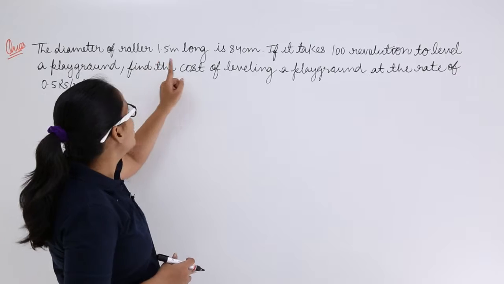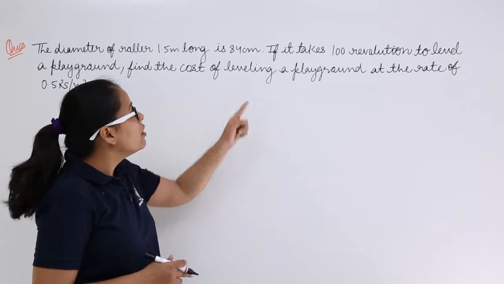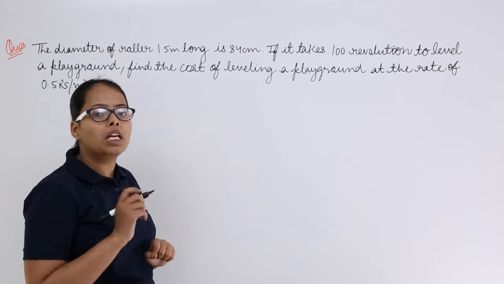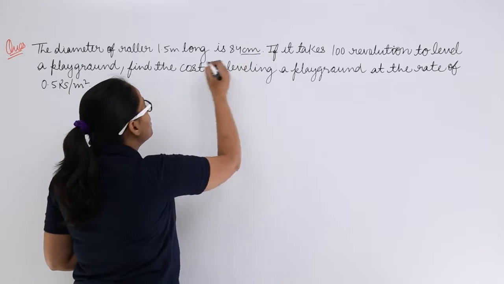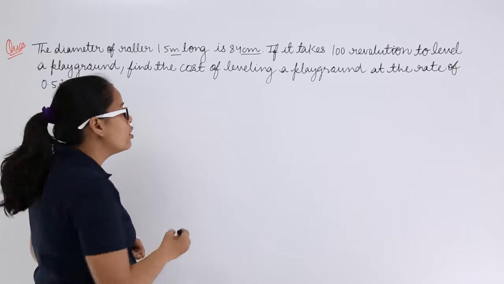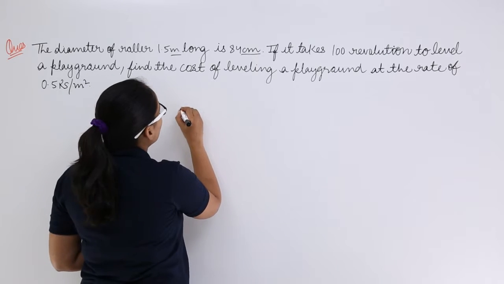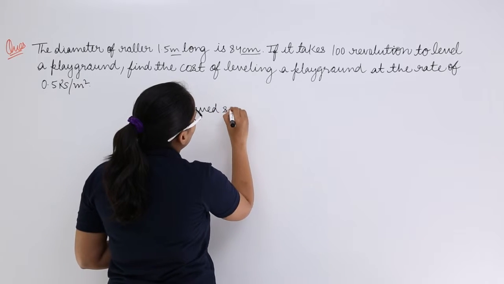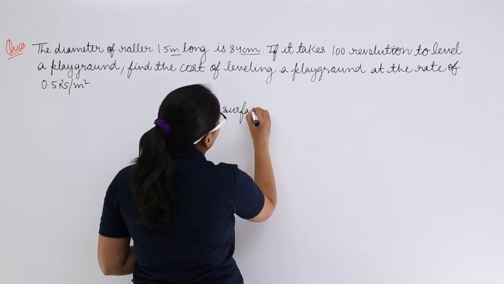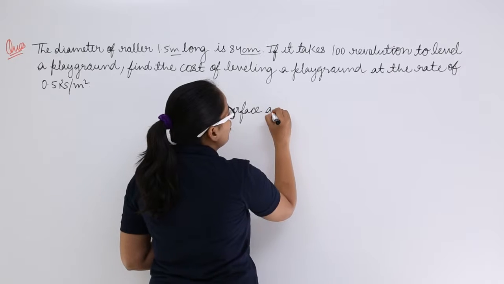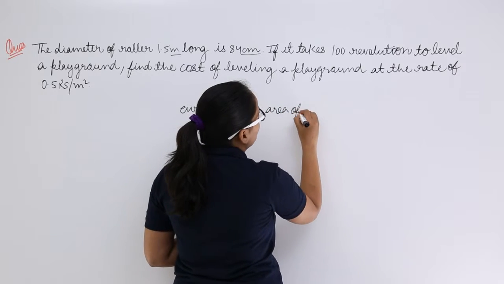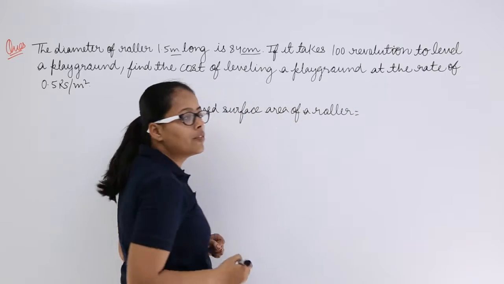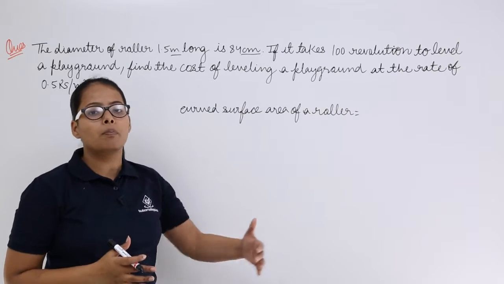Now, the diameter of the roller is 84 centimeter, and how long is it? It is 1.5 meter long. So there is a unit difference. You need to make it similar. So let's write down the formula for the curved surface area of a roller, because you will be needing only the curved surface part to level a playground.